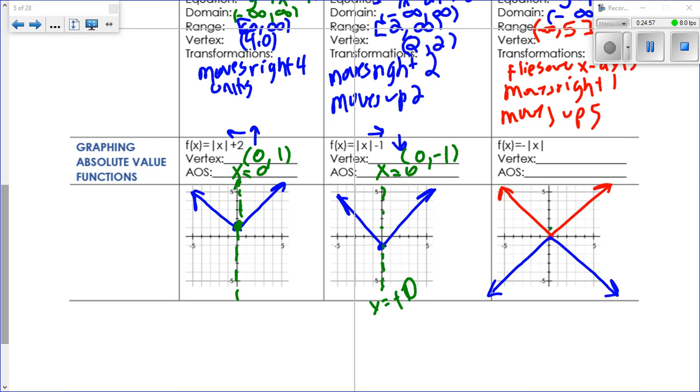Next one, axis of symmetry goes right down the middle, splits in half, x equals 0. Vertex is at 0, 0 still, okay? We didn't slide, we didn't move, we didn't dilate. Next page.